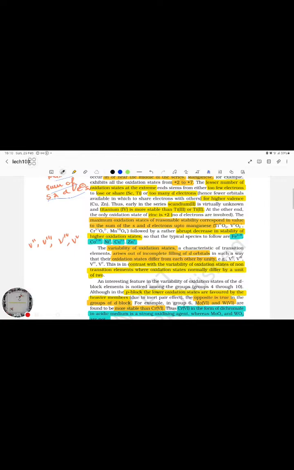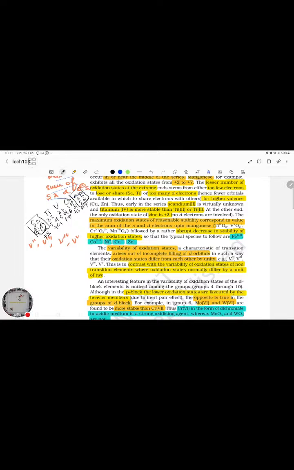The maximum oxidation states of reasonable stability correspond to the sum of the s and d electrons up to manganese. For example, let's talk about scandium, titanium, vanadium, chromium and manganese. So we will have 4s2 3d1, 3d2, 3d3, 3d4, 3d5. So basically the maximum stable oxidation state is the sum of the s and d electrons up to manganese, that's +3, +4, +5, +6, +7.